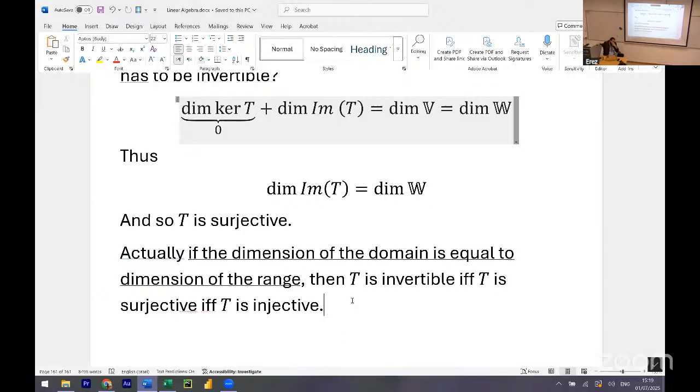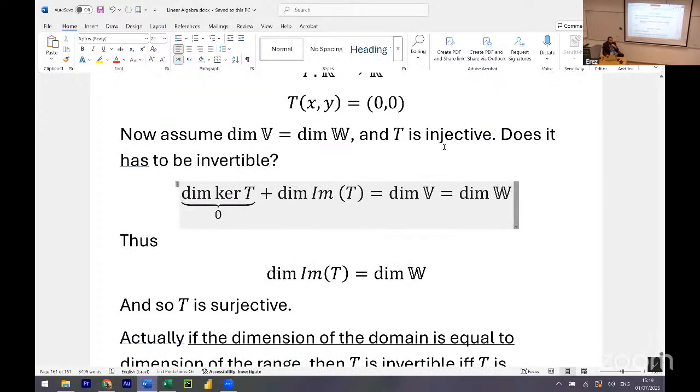Why is the dimension of the kernel of T equal to 0? Because I assume that T is injective. And that is the only theorem I actually proved today, that T is injective if and only if the dimension of the kernel is 0.